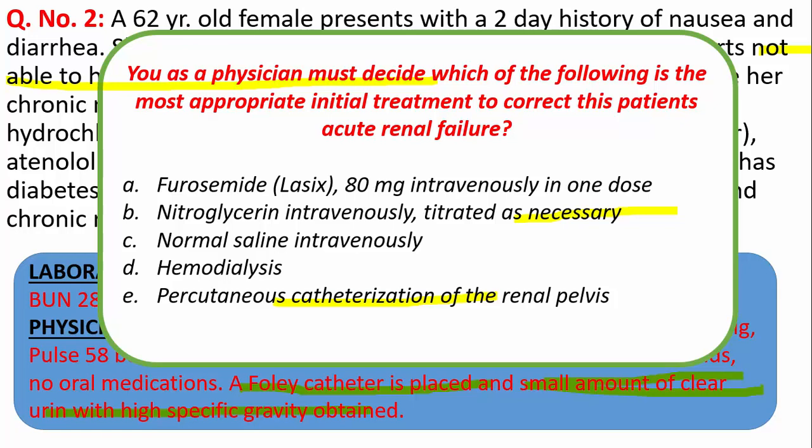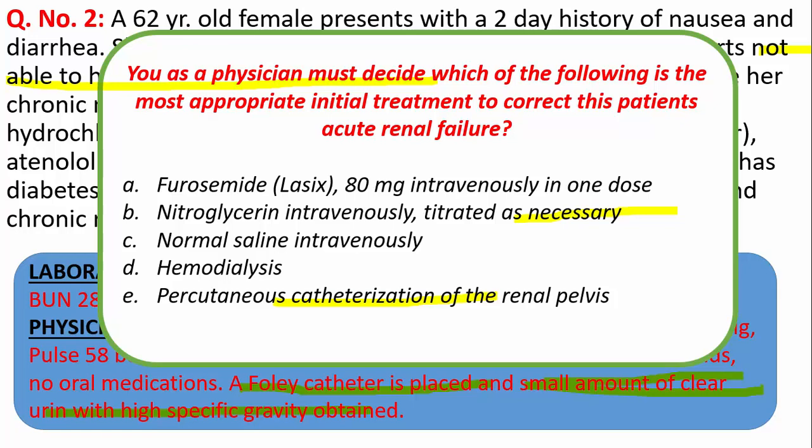The options state: furosemide 80 mg IV in one dose, nitroglycerin IV titrated as necessary, normal saline, hemodialysis, percutaneous catheterization of the renal pelvis. This patient is in acute renal failure, probably by a pre-renal mechanism, because she was just able to hold down sips of fluid. So it is likely that she became dehydrated and was unable to maintain an adequate cardiac output because of the multiple antihypertensive medications she takes.